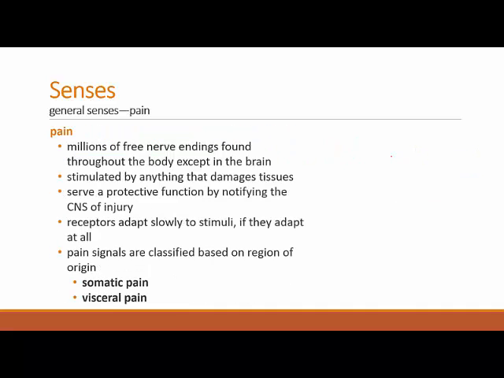Let's think about pain. Pain is provided through, again, free nerve endings, and there are millions of them found throughout the body. The one place that we don't see pain sensations being generated is in the brain.